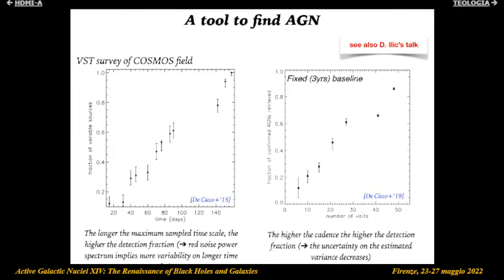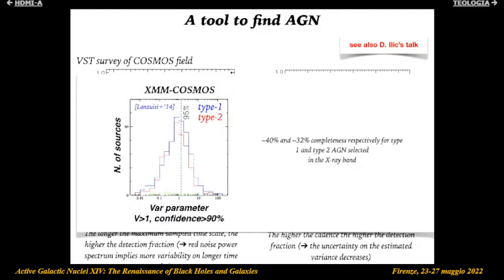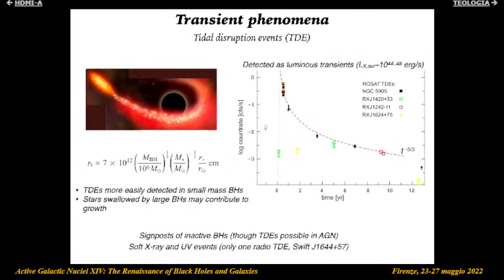Now, this is to show that the wavebands also matter, but if we look at X-ray bands, we see basically no difference between the fraction of detected type 1 and type 2 AGN. Now, very quickly, let's go through transient phenomena. This is not really my field of expertise, but I found it very interesting to mention these topics.